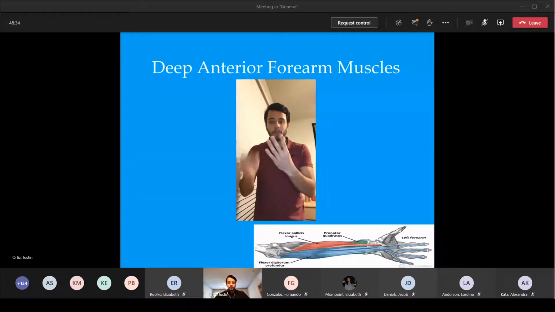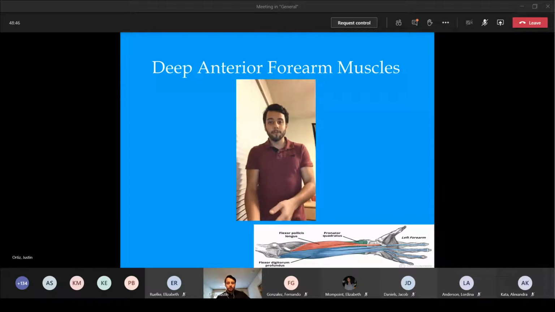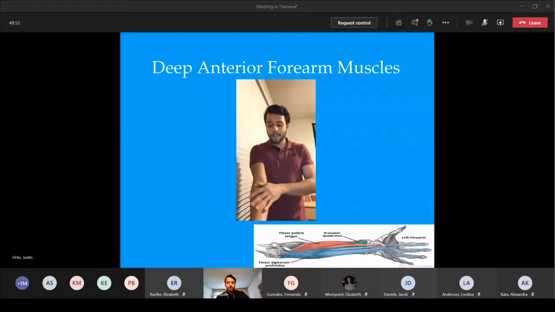So the first 4 were the pass, fail, which is going to be pronator teres, flexor carpi radialis, palmaris longus, and then flexor carpi ulnaris. And then the 1, which is going to be the intermediate muscle, was the flexor digitorum superficialis. So for this segment, we're going to talk about the deep anterior forearm muscles, there are going to be 3 of them.